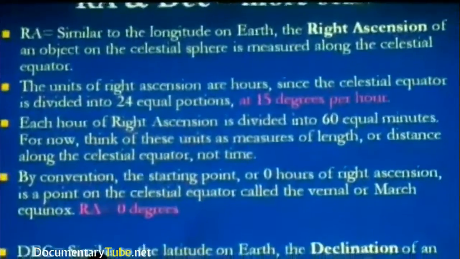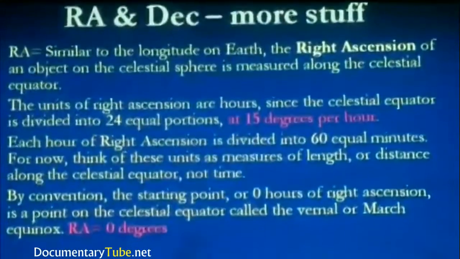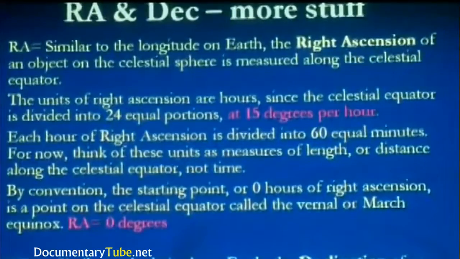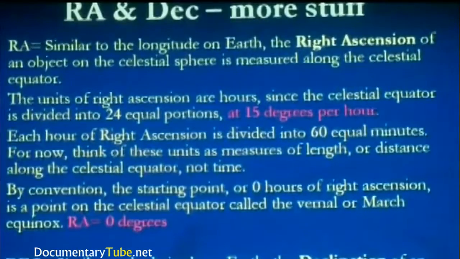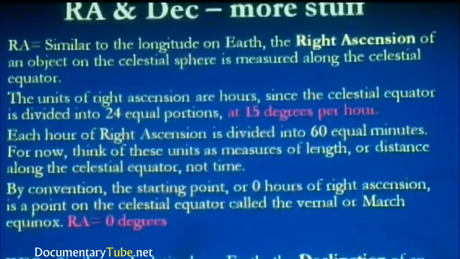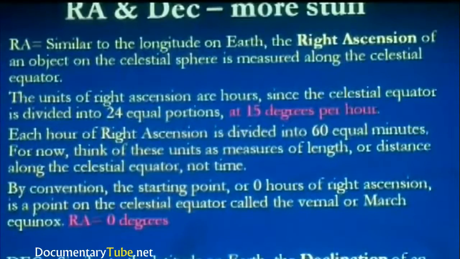Right ascension is similar to longitude on the Earth. The right ascension of an object on the celestial sphere is measured along the celestial equator. Think about longitude: longitude lines run north and south on the Earth. So if you were to look at the sky and divide it up, right ascension is those pie slices of the sky that line up with longitude. But unlike longitude, we talk about those in terms of hours and minutes. A complete arc, 360 degrees, is divided up into 24 hours.